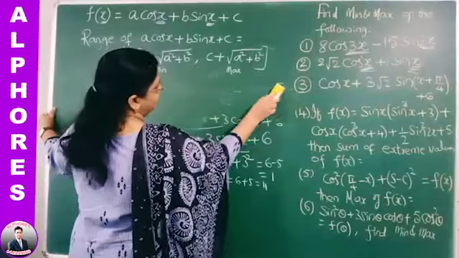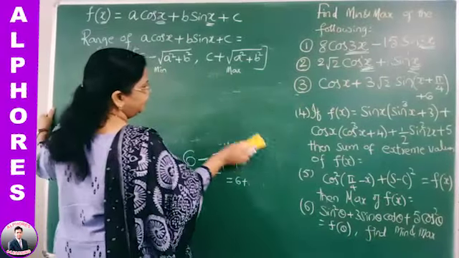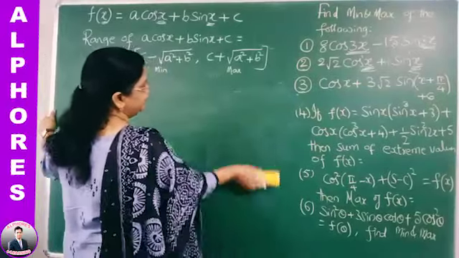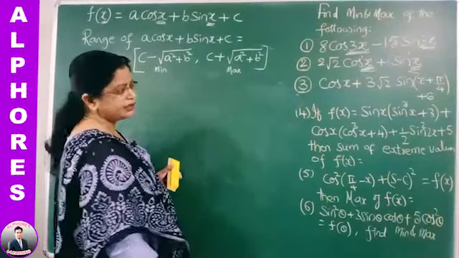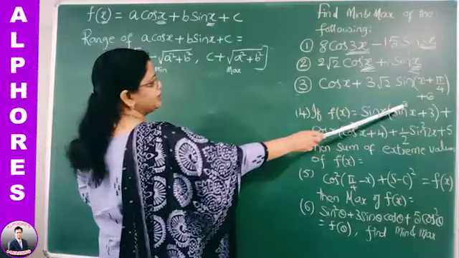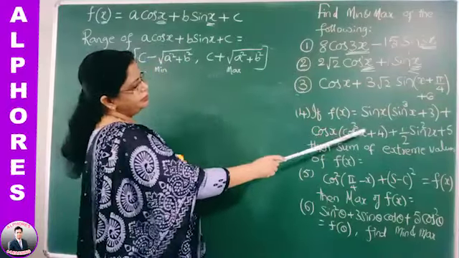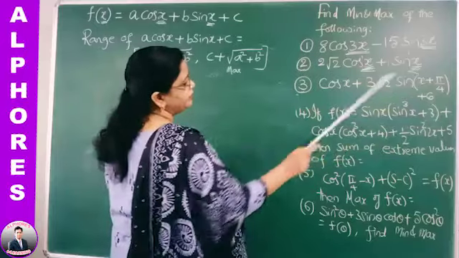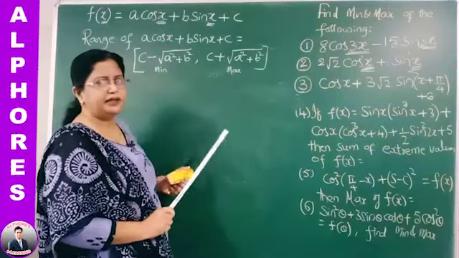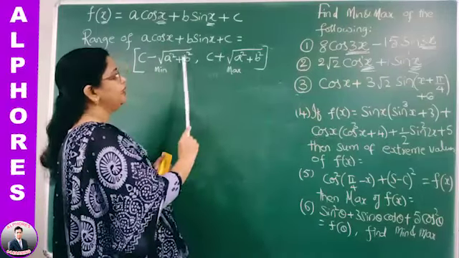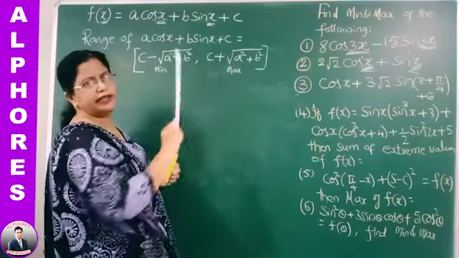So what about the fourth problem? f of x is sin x into sin cube x plus 3. Understand? Sin x into sin cube x plus 3, and after that plus cos x into cos cube x plus 4, plus half sin square 2x. This seems to be entirely different. We cannot expect this kind of value. We can express it in the standard form like this.